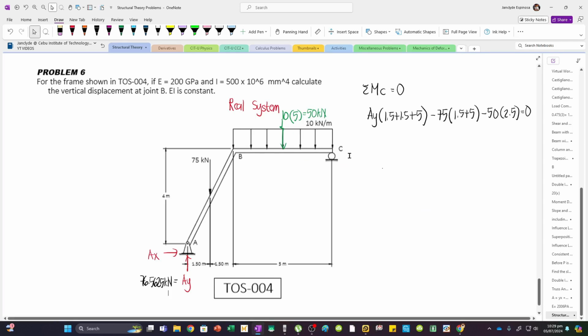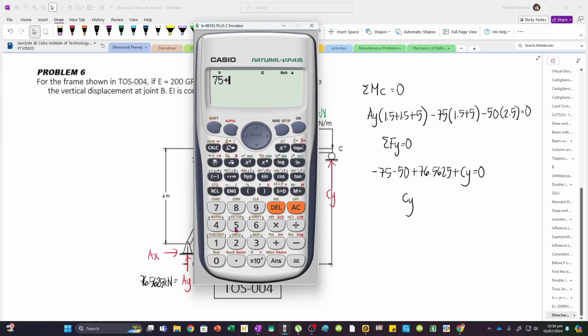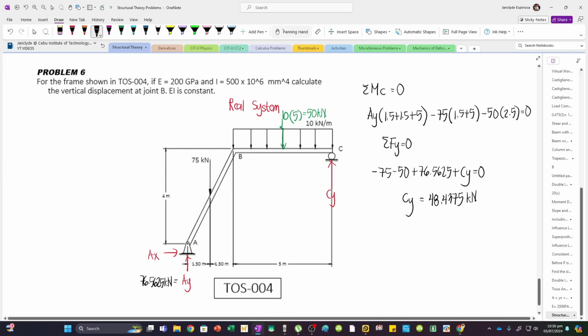And then, for CY, we can just sum up forces vertical. So, we have minus 75 minus 50 plus 76.5625 plus CY. Set natin to 0. CY is 75 plus 50 minus 76.5625. We have 48.4375. And this is kN. Now, for virtual work, you can only apply moments by segment.